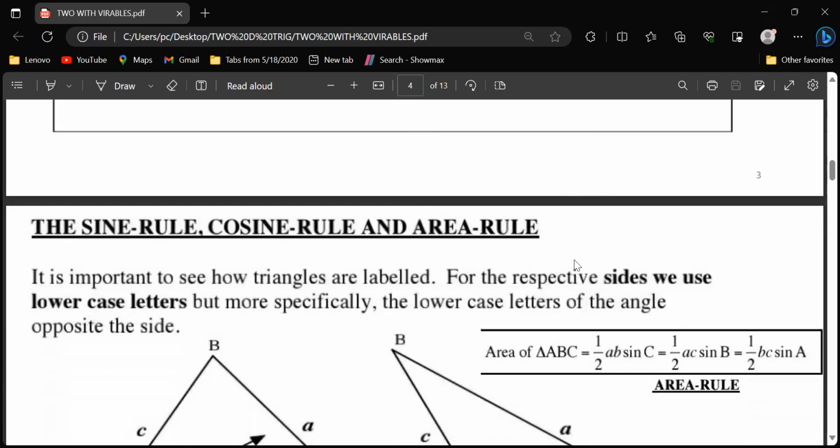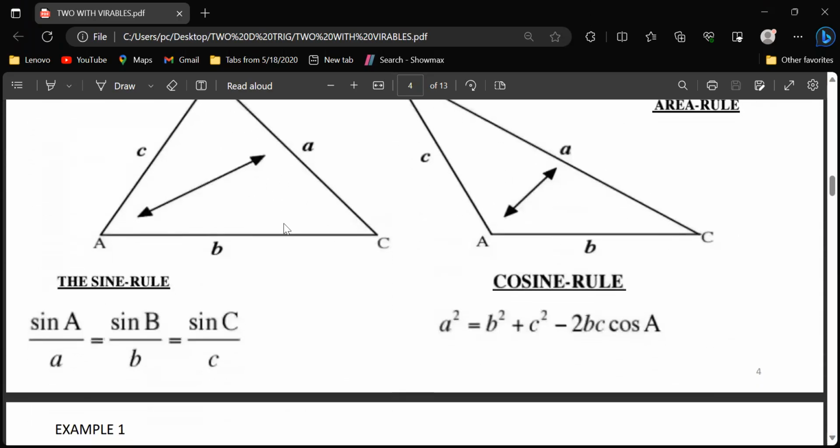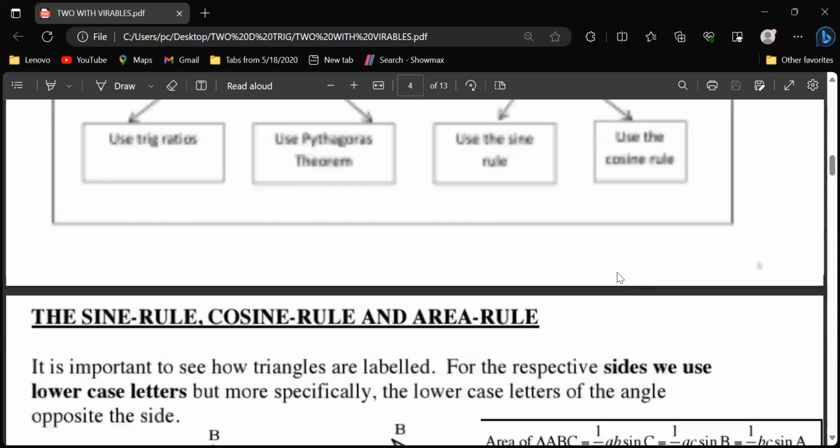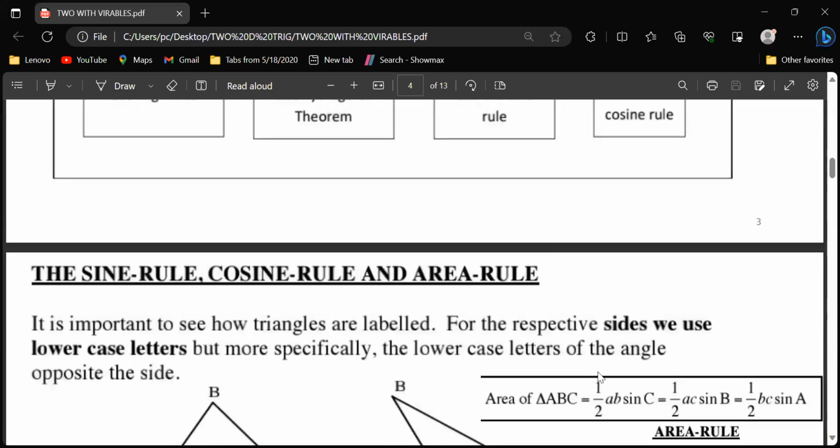Just to remind each other of some of the rules that they are talking about. Sine rule, we already used it again. What else have we used? We've used the cos rule again. What else have we used? We also used the area rule.